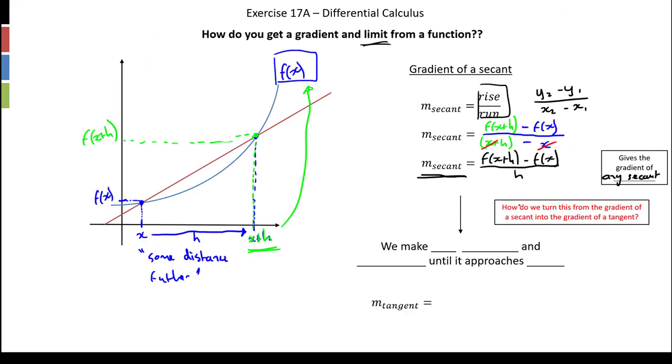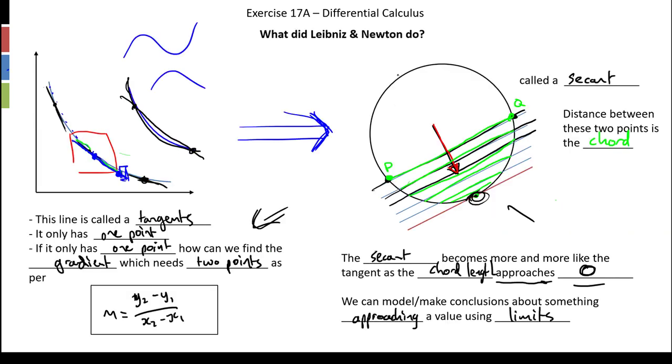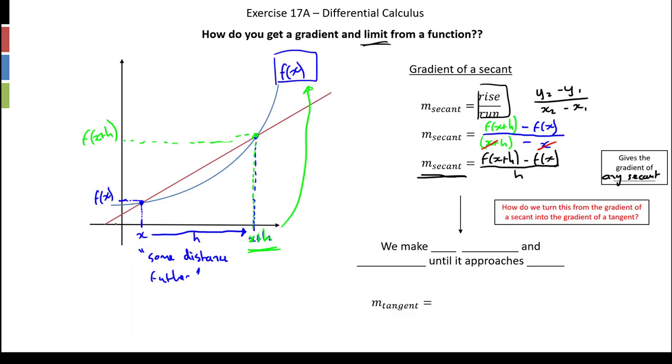Okay, so how do we turn this from the gradient of secant into the gradient of tangent? Think of back here, we move the line closer and closer to the edge. What are we going to do with this? Similar sort of idea. Where are we going to get a limit from this?